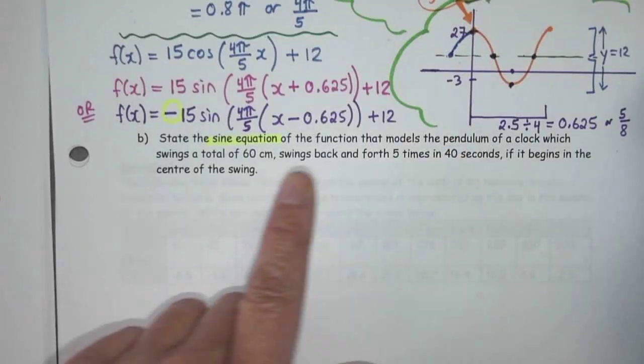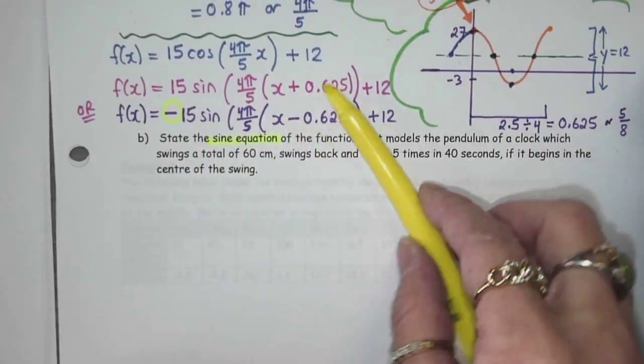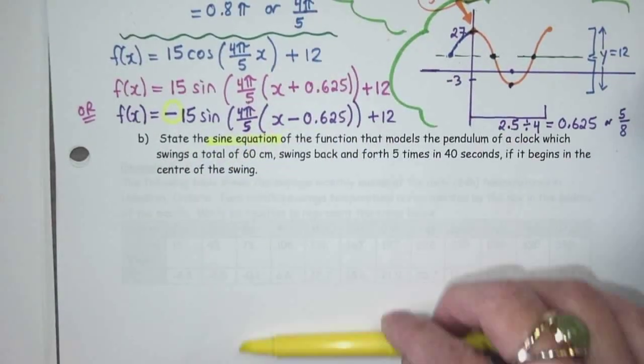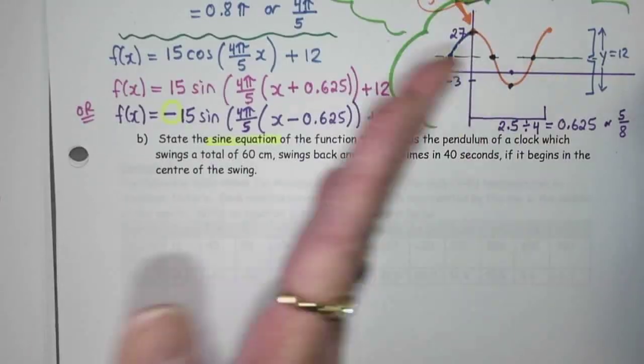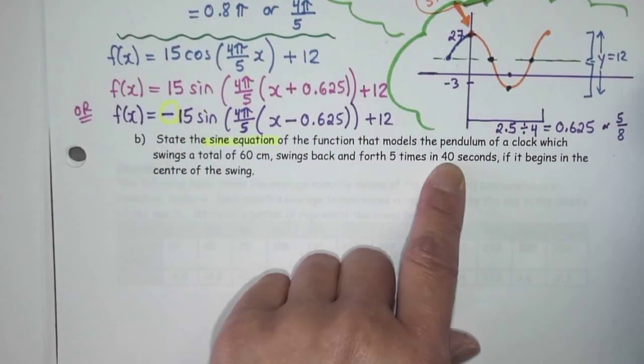We want the clock, which swings 60 centimeters. It's swinging back and forth. So anything that kind of repeats itself gives us a graph like this. Okay, so it's swinging back and forth. The pendulum does this thing 5 times in 40 seconds.